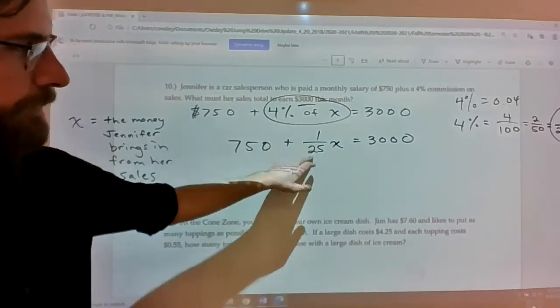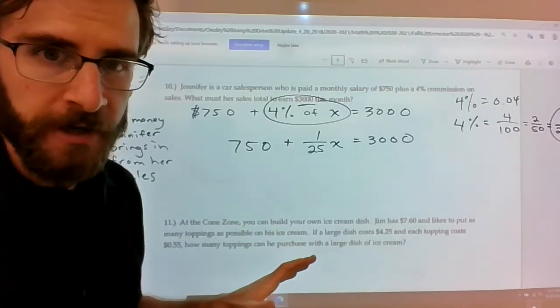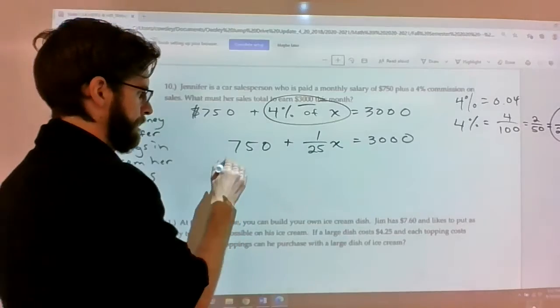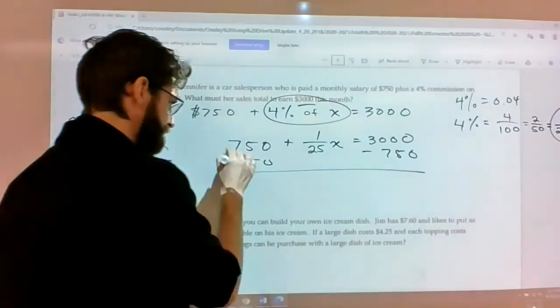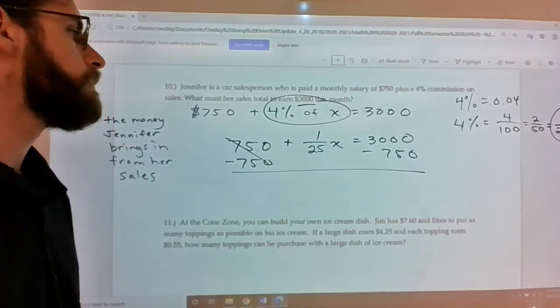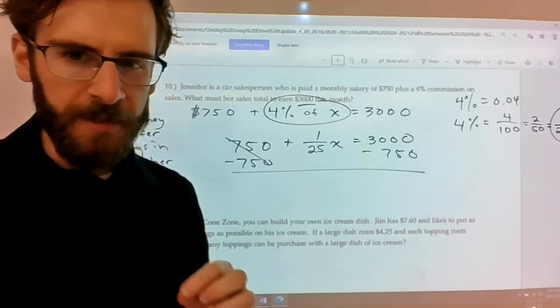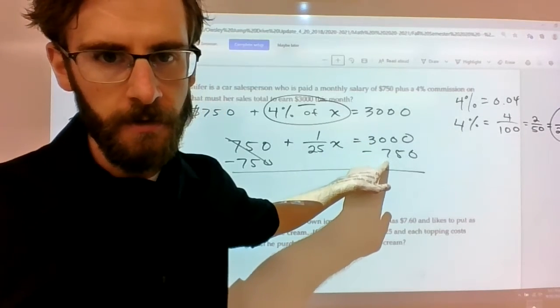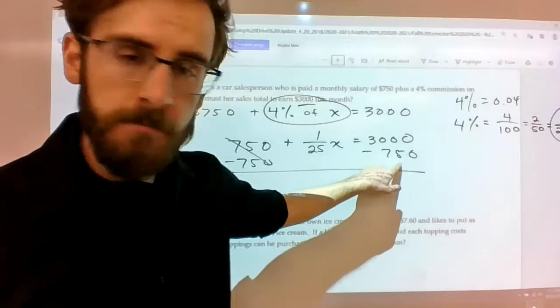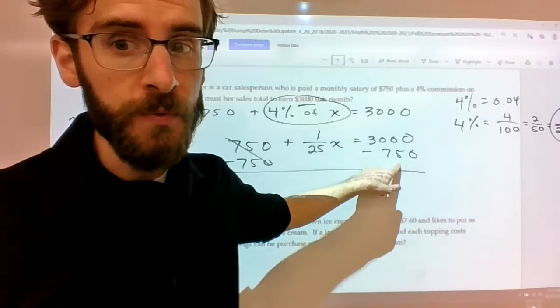So I'm going to use the fact that 4% of X can be 1/25 of X. You can do 0.04 if you want. I'm just doing this to show the alternate approach with fractions. I'm going to subtract 750 from both sides. For a quick way of subtraction, do it one little piece at a time. Take 3,000 minus 700, that'd be 2,300. Take 50 away from 2,300. That's going to be 2,250.